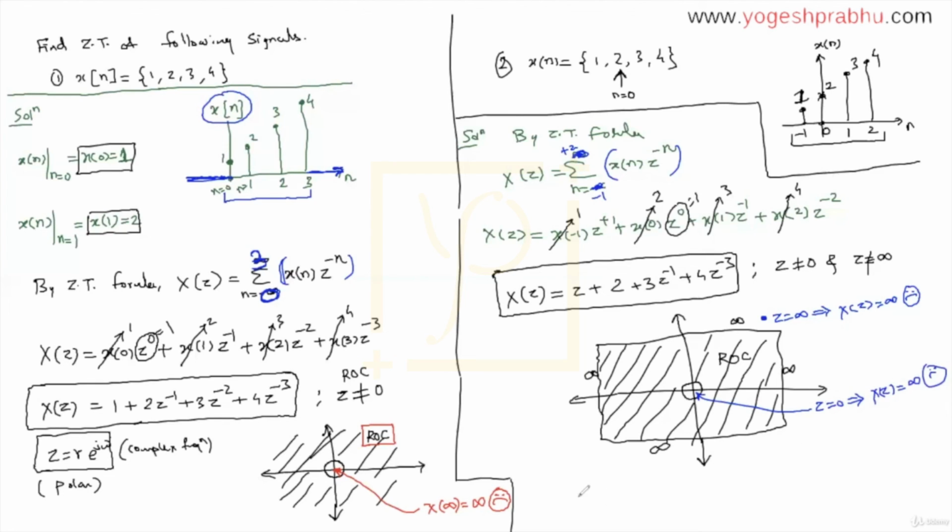So let me write down a statement for this. The statement is ROC is everything except at the origin, this place, and infinity. So apart from the origin and infinity, the entire z plane is a good region. So we are calling this the ROC and denoted it by this shading over here. I hope you followed how we use the z transform formula for simple sequences, and how we write down the ROC as well.